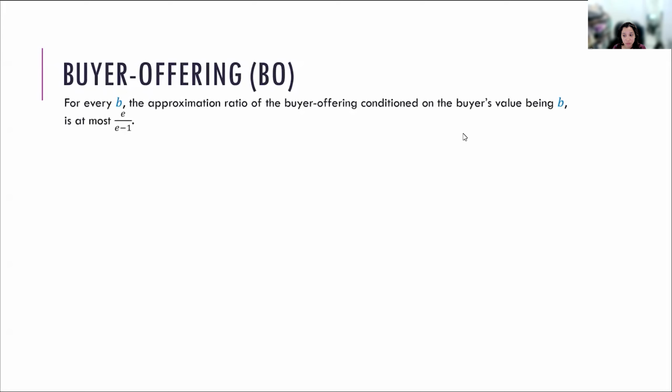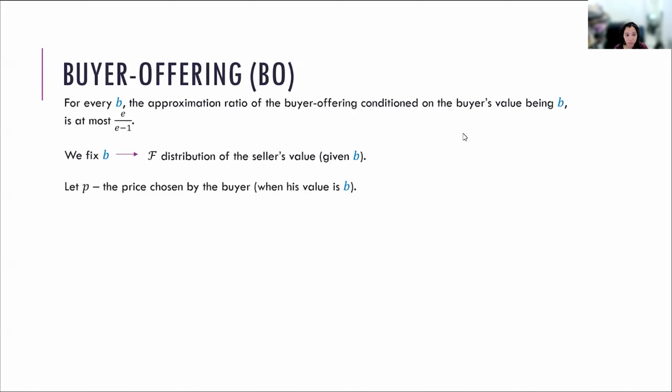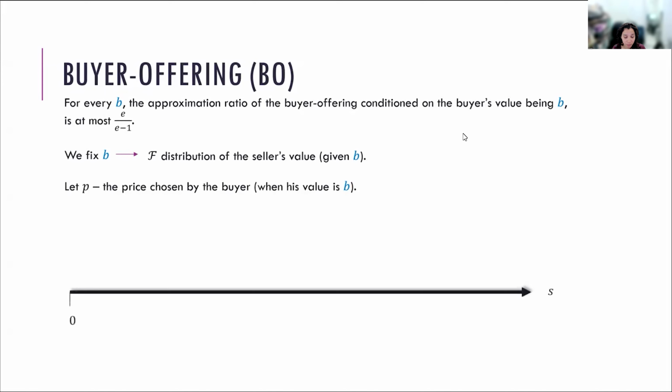We want to prove the claim that for every B, the approximation ratio of the buyer offering mechanism conditioned on the buyer's value being B is at most e divided by e minus 1. And so we fix the value of B, and we let F be the distribution over the value of the seller given that the buyer's value is B. We denote by P the price chosen by the buyer when his value is B. And now we consider the possible values for the seller, and we divide it into 3 different regions. In the first region, the value of the seller is between 0 and P. And here, the buyer offering mechanism will trade the item because the value of the seller is smaller than P, than the offer.